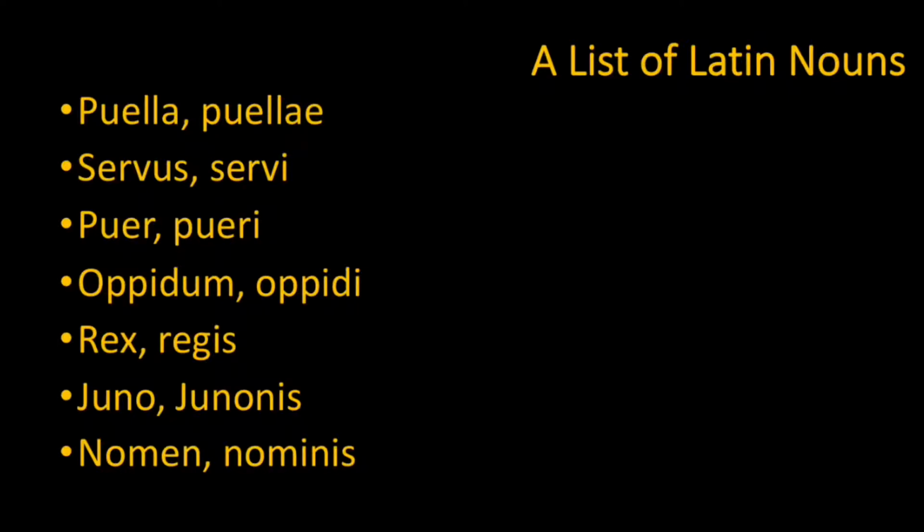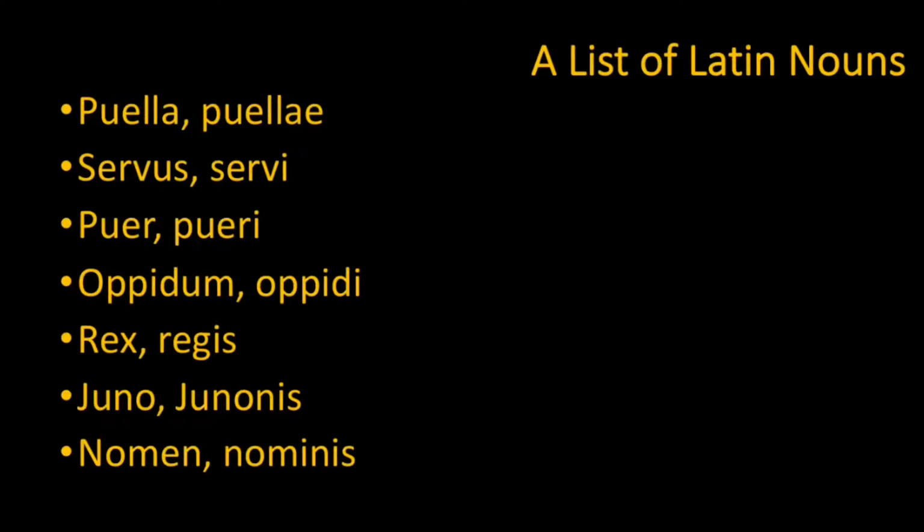So if I want to say of the girl or the girl's friend is the queen, I use the word puellae. The same would be true for servi, pueri, oppidi, regis, eunonis, and nominis. They can all be translated into English by adding an apostrophe S onto the end of them, or by placing of in front of them.